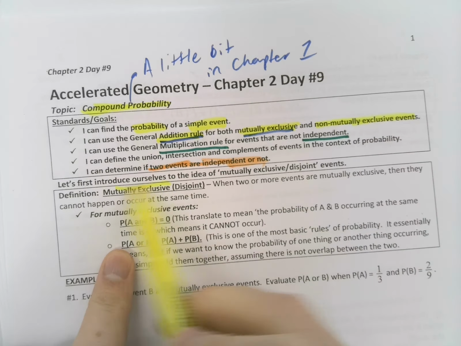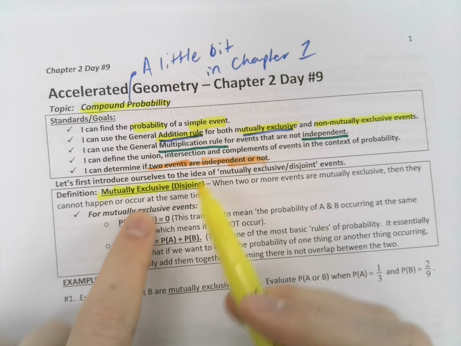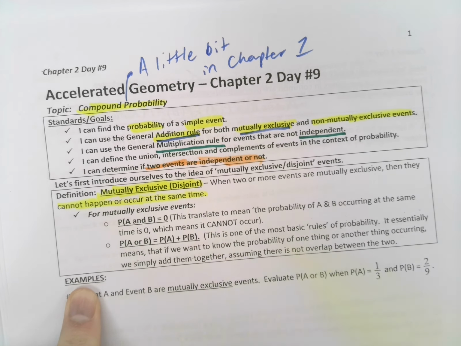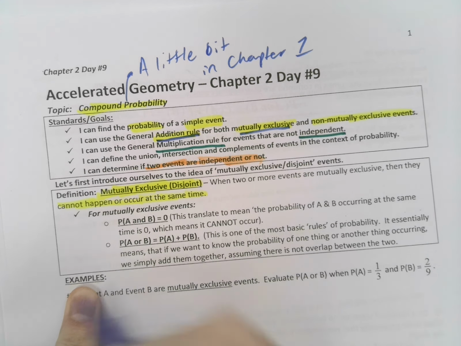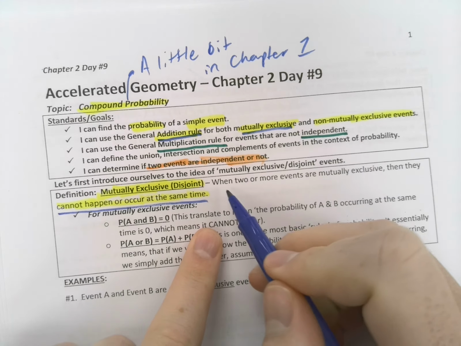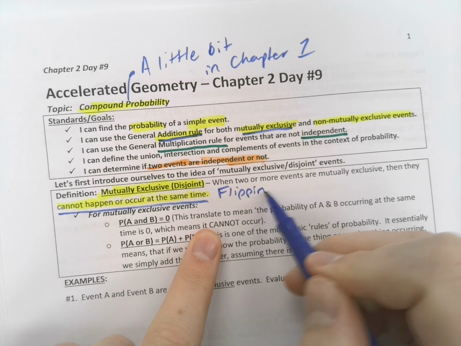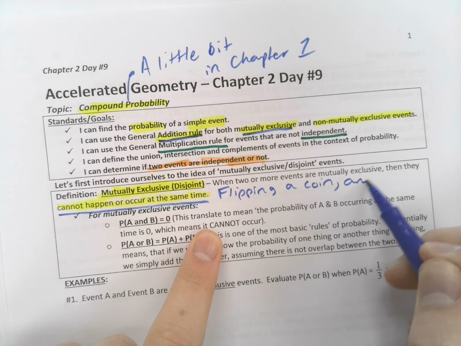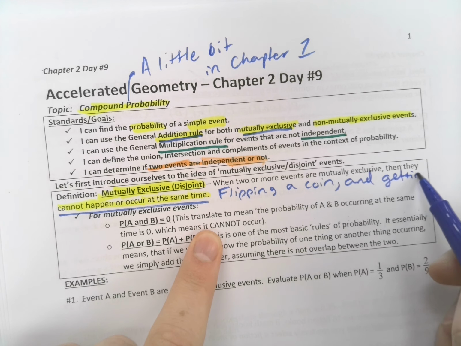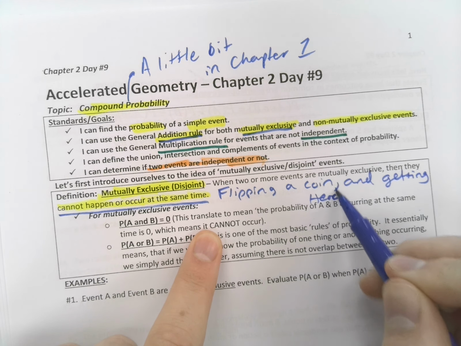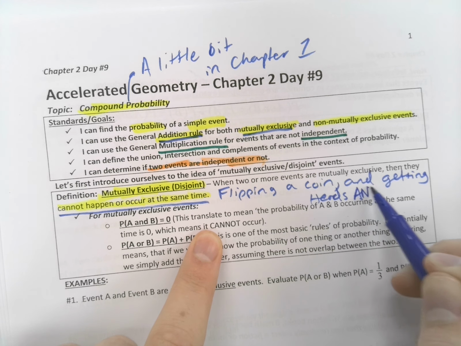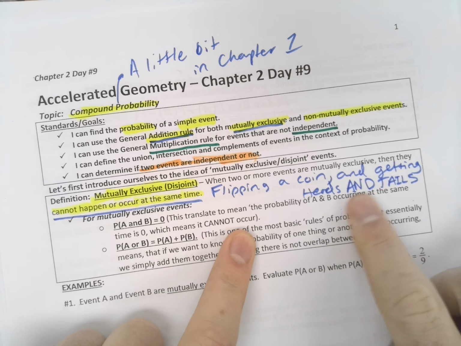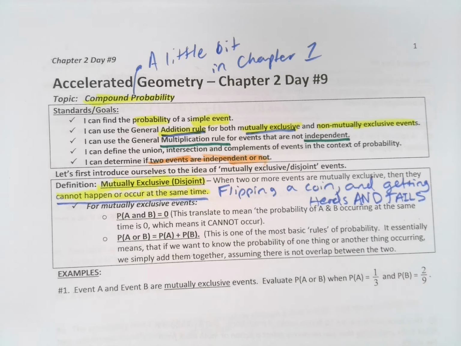Mutually exclusive, whenever you hear those words, that means two things that cannot happen at the same time. Boom. Mutually exclusive means they cannot happen at the same time. An example would be flipping a coin and getting, here's the key, heads and tails. So flipping a coin and getting heads and tails, that is mutually exclusive. That cannot happen.